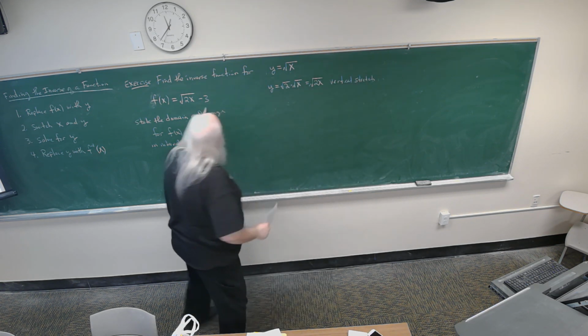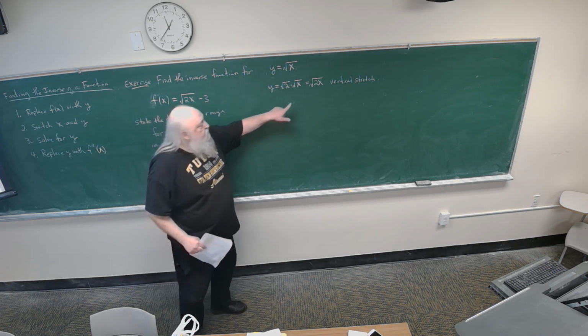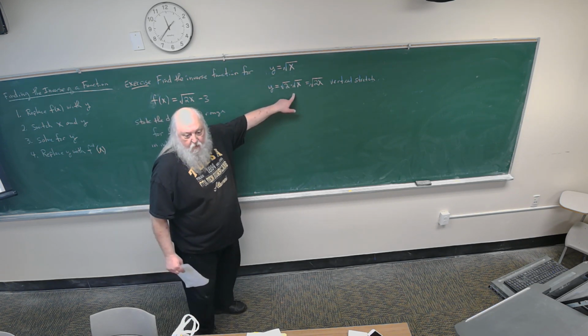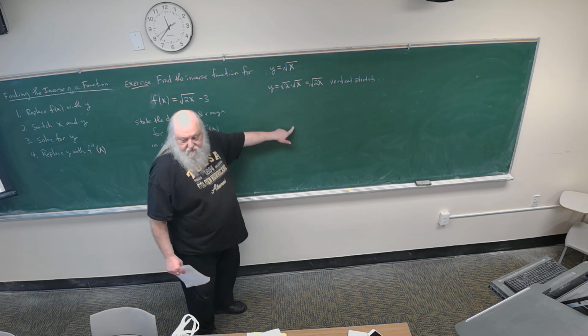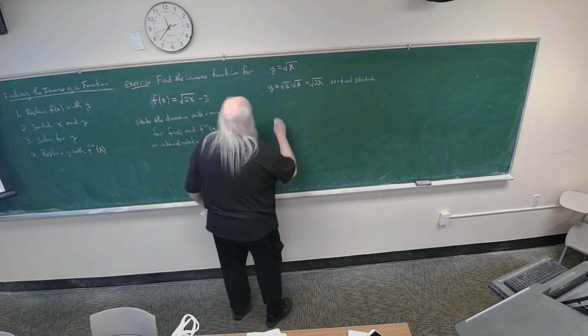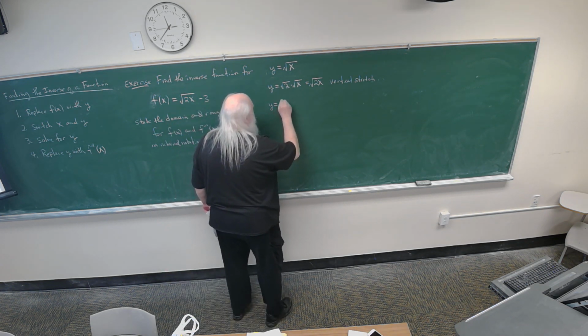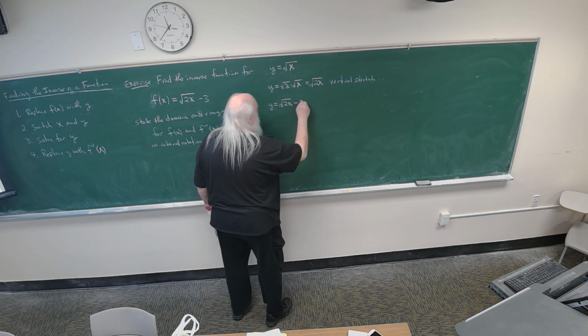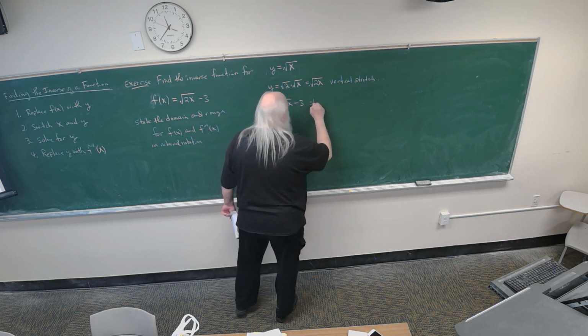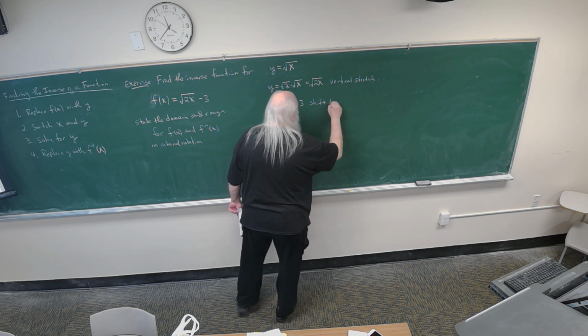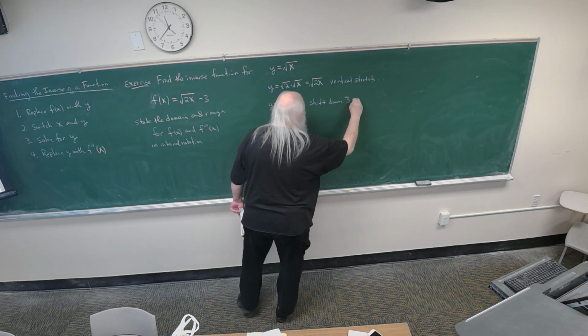And then when I subtract 3 from both sides, what does that do to the graph of the square root function? Shifts it down, right? So then we have y is equal to square root of 2x minus 3, and that shifts the graph down 3 units. Okay.